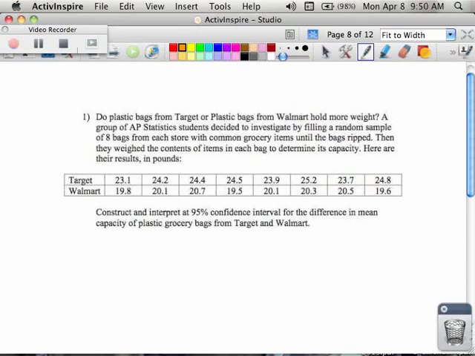So in example number 1, we have a bunch of plastic bags from Target and Walmart. We investigate by filling a random sample of 8 bags from each store to see which one can hold more weight. And then, here are the results. Target's results, Walmart's results, these are the different means.